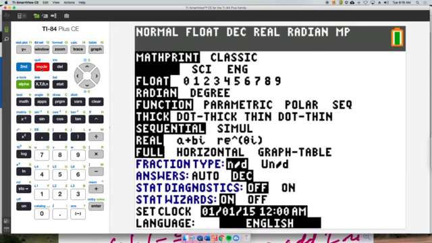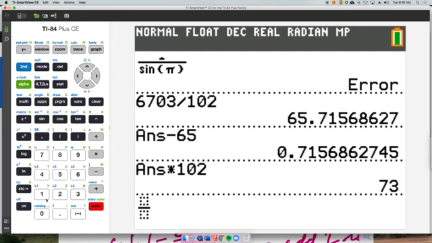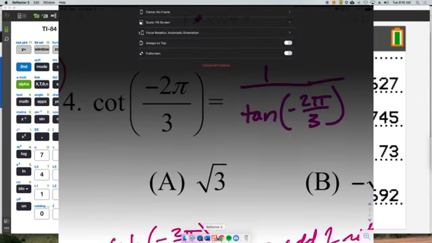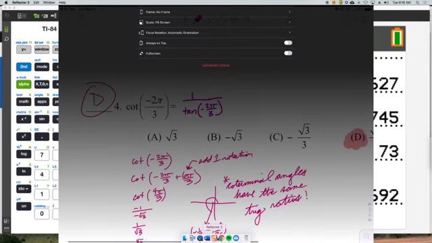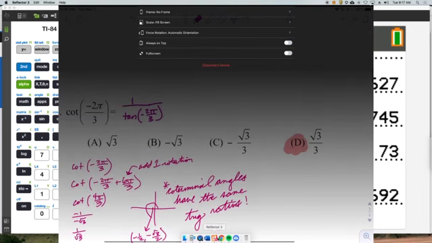we should be in radian mode. Check, we're in radian mode. And we go alpha y equals, boom, 1 divided by tangent of negative 2 pi, and then we can use the diagonal bar here, divided by 3. Big bucks, no whammies, 0.577. Let's see if that's an answer choice. What the? None of those are 0.577.